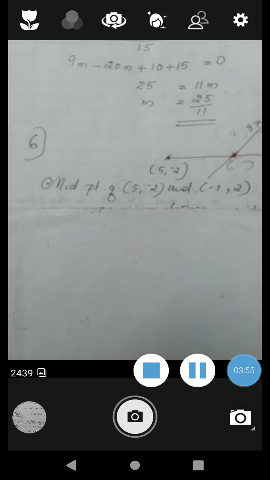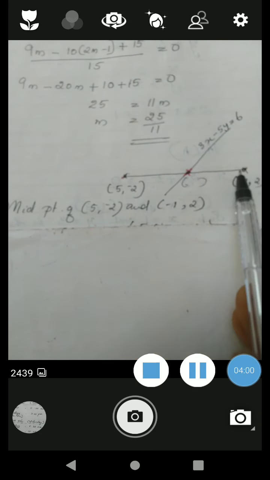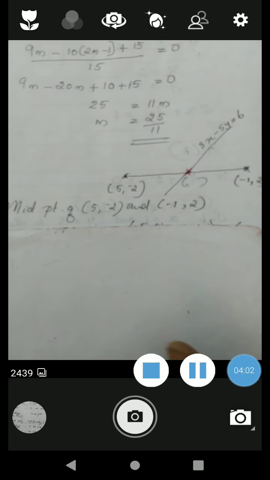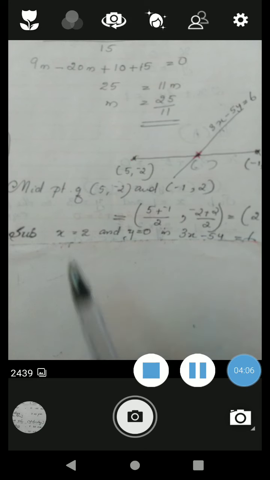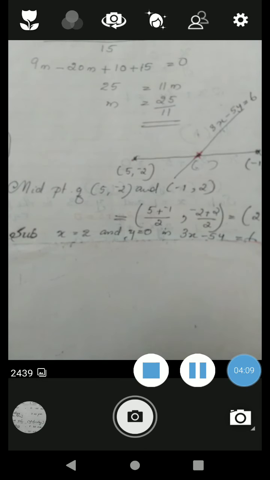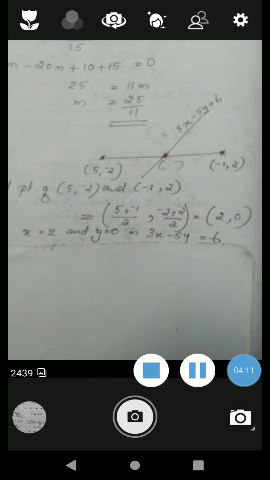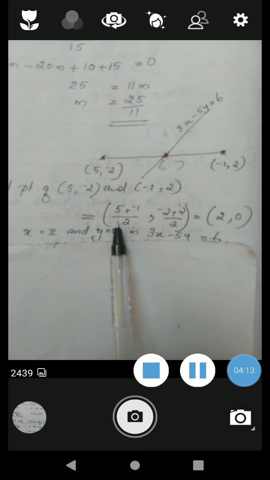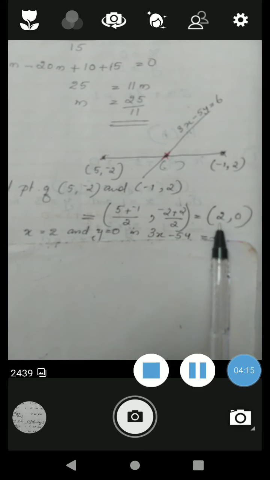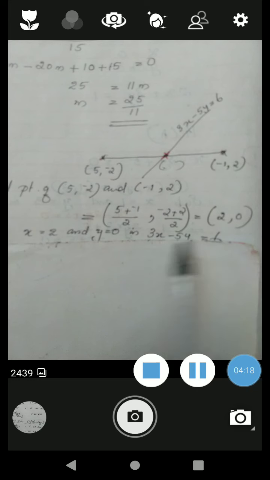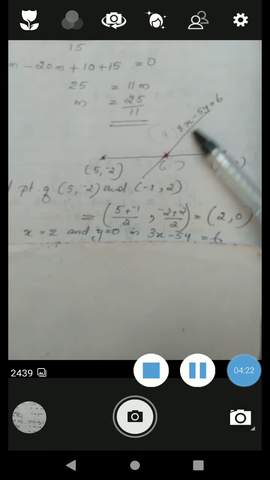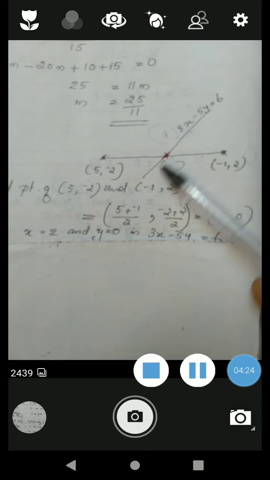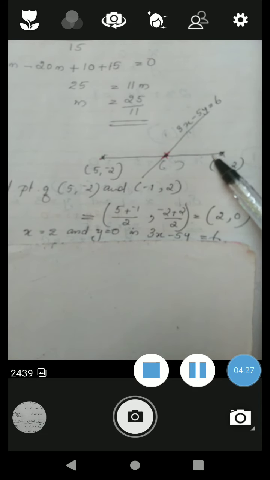So, we can find the midpoint of the line joining these two using midpoint theorem. In the previous chapter we have learned that. So you can find the midpoint of this line. It is (2, 0). When you apply (x1 + x2)/2, (y1 + y2)/2, it is equal to (2, 0). And now if this point satisfies this equation, we can say that this line is passing through the midpoint of the line joining these two, right?